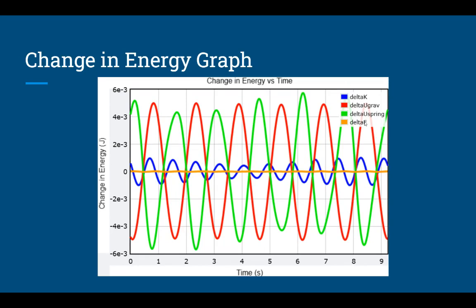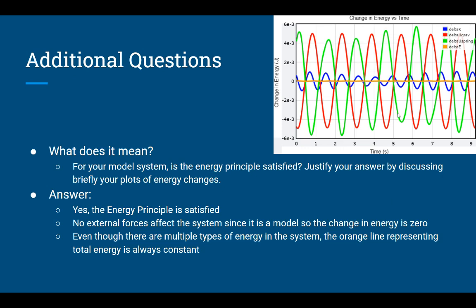You can see all the different stuff: delta K, delta U gravity, delta U spring, and then our total energy, you see, is a constant line, which is how we answer this question: is the energy principle satisfied? Well, in this case, yes, it is satisfied. No external forces are acting on the system in the model, so the change in energy is 0. And even though there are multiple types of energy in the system, if you look at the orange line, which represents total energy, it is constant, which means it does satisfy the energy principle.